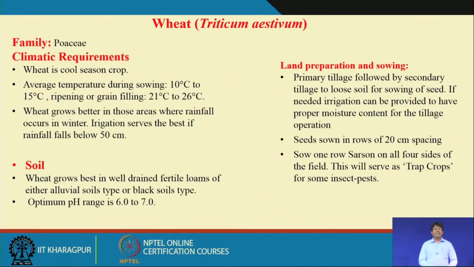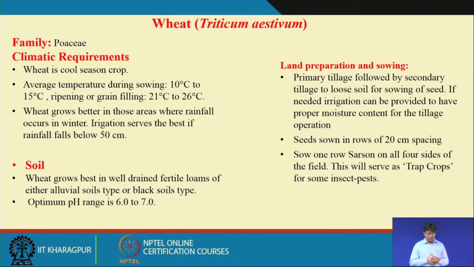And coming to the wheat crop, this is a cool season crop, and the average temperature during sowing is around 10 degrees Celsius to 15 degrees Celsius, and during ripening and the grain filling period it is 21 degrees Celsius to 26 degrees Celsius.